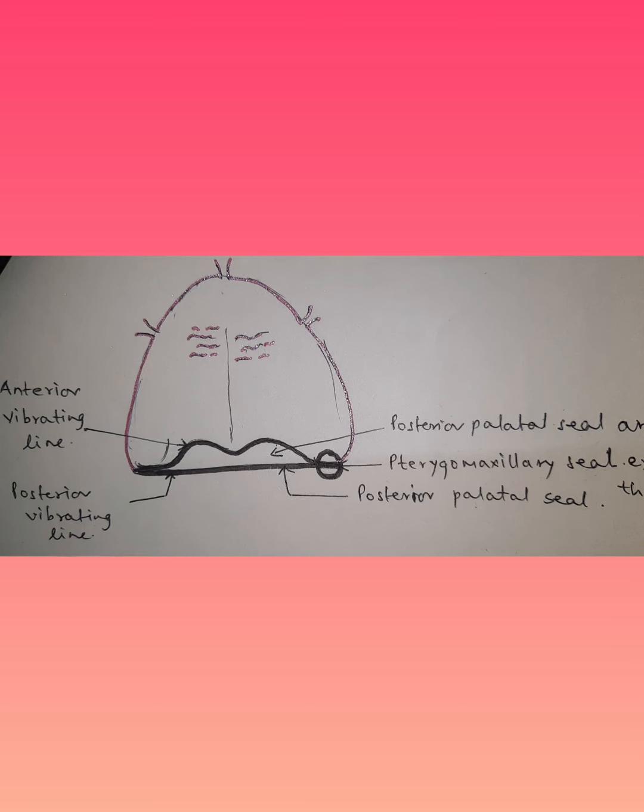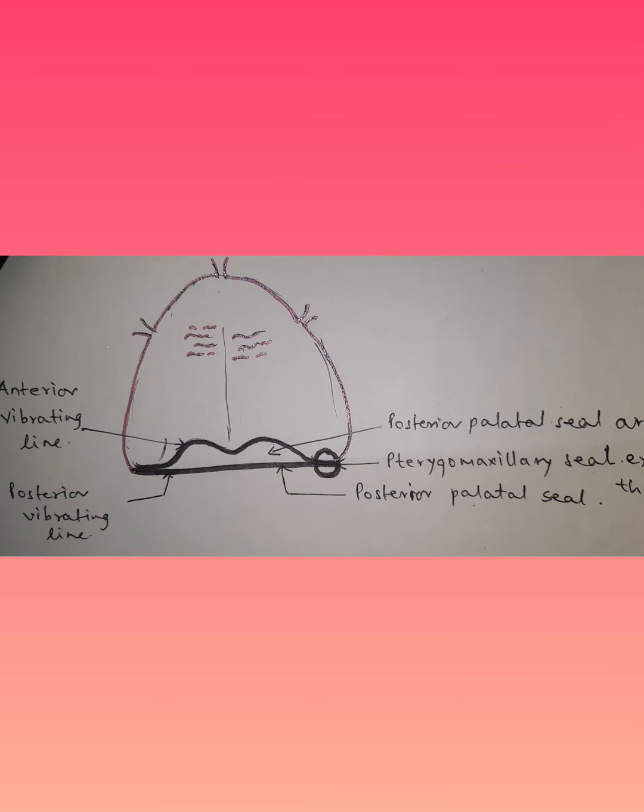And how do you record this? It can be visualized by asking the patient to say ah, as with the anterior vibrating line, but here it is in a normal, unexaggerated fashion. You don't have to make very vigorous movements, but you have to ask the patient to say it in a normal unexaggerated fashion, like this. That way you can visualize the posterior vibrating line.